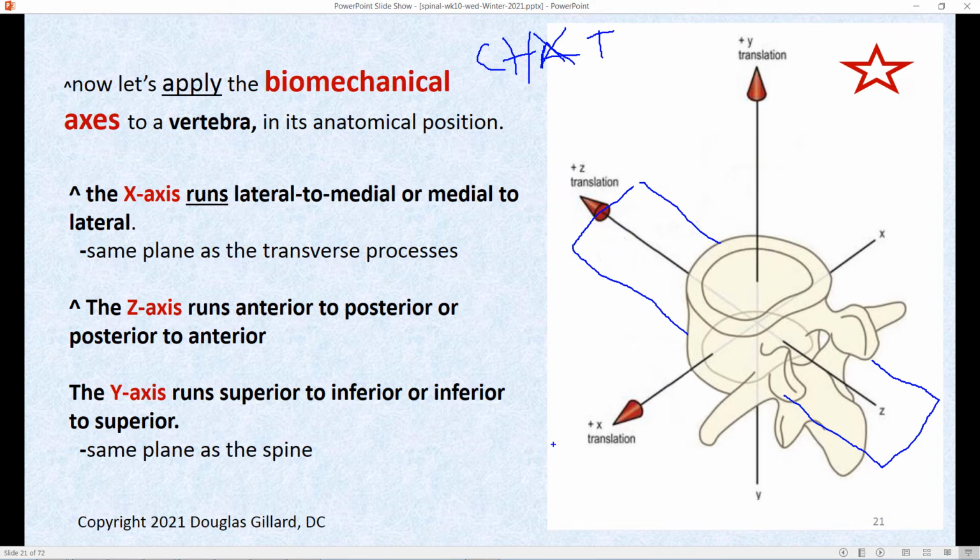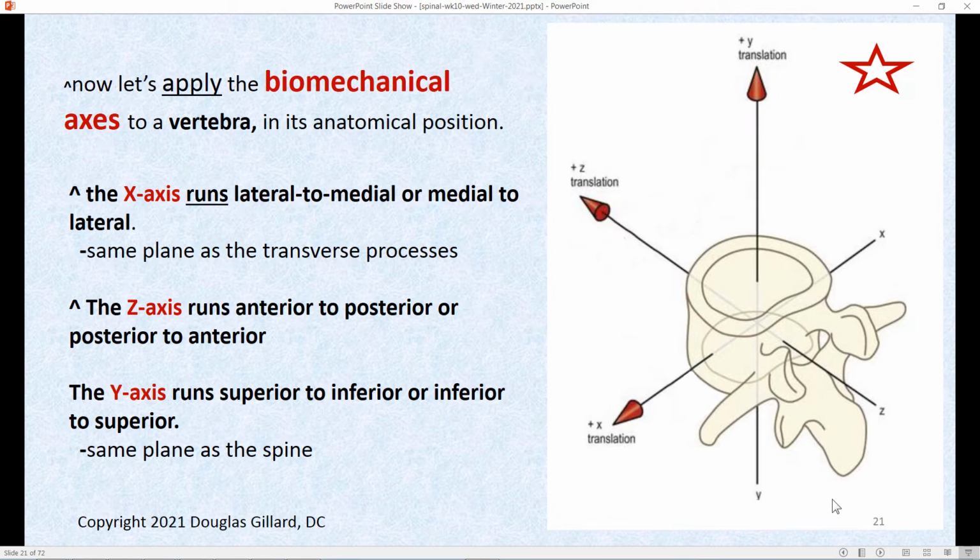To the left is always positive. To the right is negative. For a lateral translational movement, to the left would give you a positive translation, and to the right would give you a negative translation. And up is positive, down is negative, posterior is negative as well. All right, so pretty simple so far.